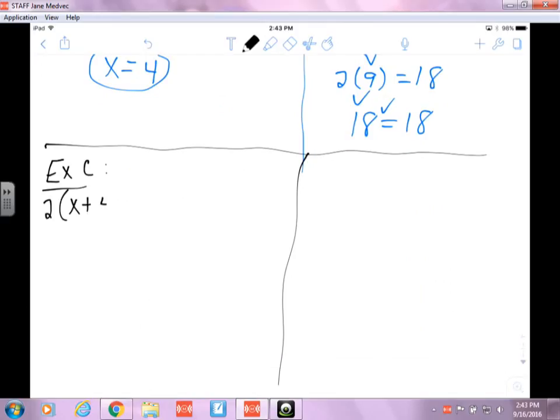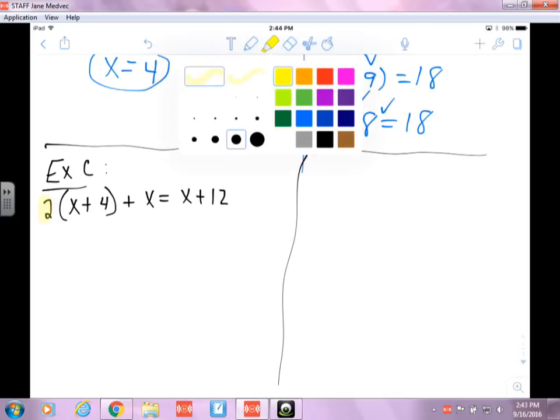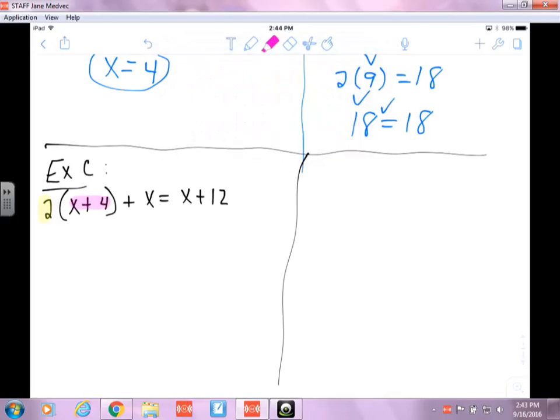Now this can be a little confusing, so I want to make sure that you get what I mean here. Okay, now I've got the 2 out front, right? Do you see that? Now that means I got 2 packages of what's in these parentheses. So it's 2 packages of x plus 4. This x on the other side, on the right, has nothing to do with it. That's someone else's package, okay?